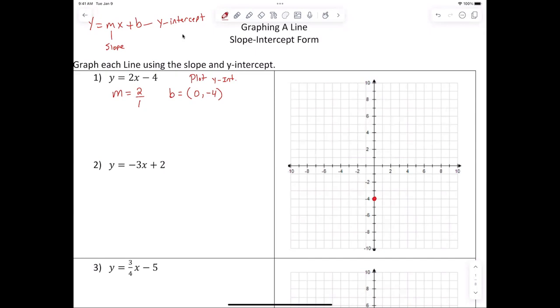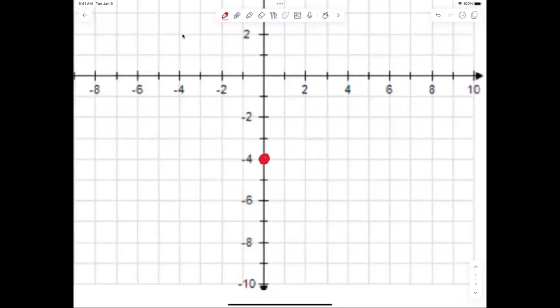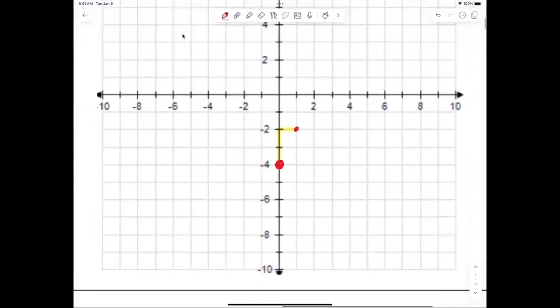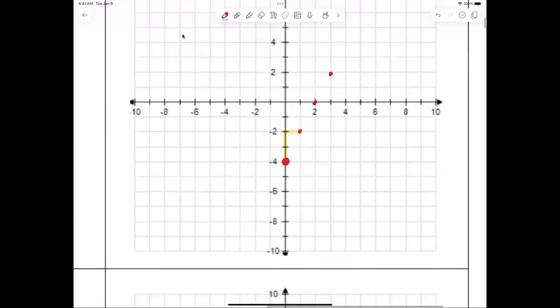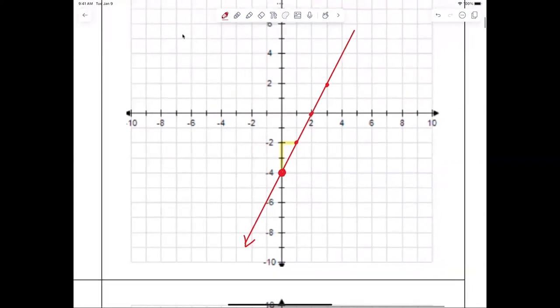2 over 1. That means from this point, I'm going to move up 2, and then I'm going to move to the right 1. Then you plot your second point. Just for guidance, you can go up 2 over 1 again, up 2 over 1 again, and now you can see the outline of the graph, so it's easier for you to graph that line. That is how you do it.